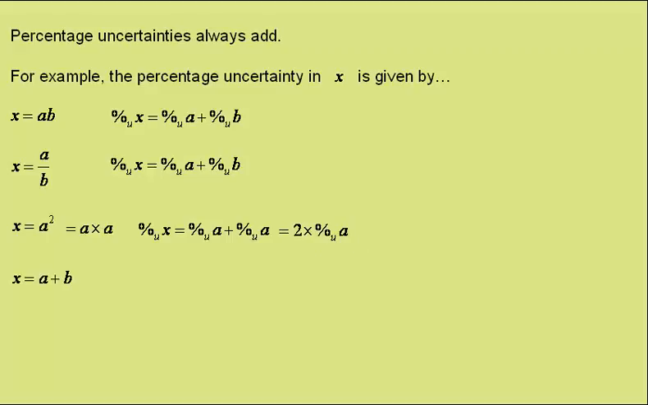If x is equal to a plus b, then again the percentage uncertainty in x is given by the percentage uncertainty in a plus the percentage uncertainty in b. And finally, if x is equal to a minus b, yet again the percentage uncertainty in x will be given by the percentage uncertainty in a plus the percentage uncertainty in b.